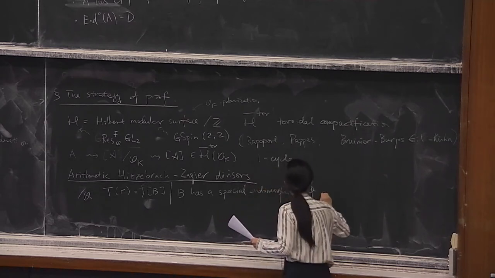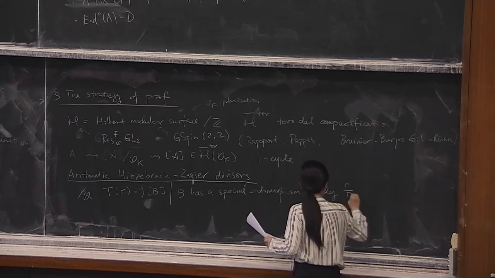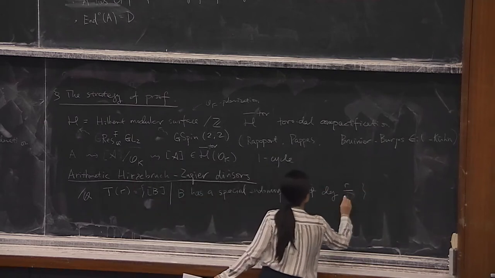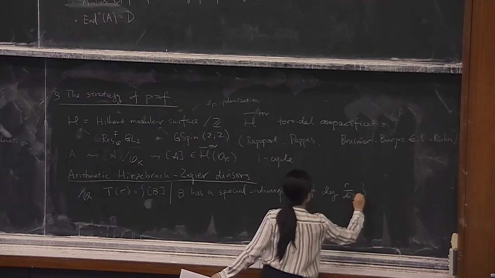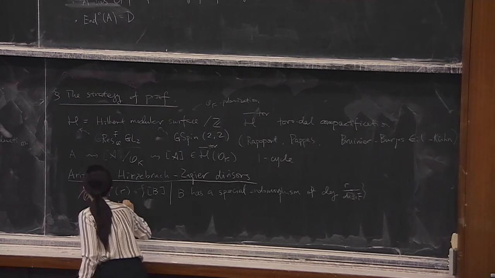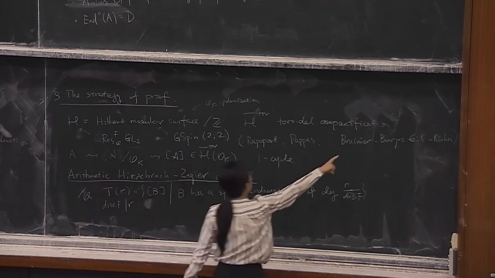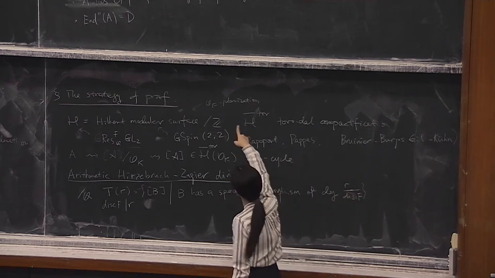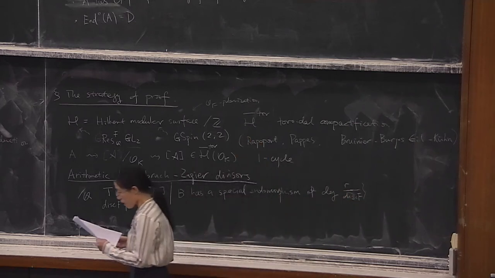Of degree R divided by D. So I restrict myself to the case, this is the discriminant of F. I'll restrict myself to the case when the discriminant of F divides R. In this paper, they end up with something which is of degree R because of our different choice of polarizations. Okay.